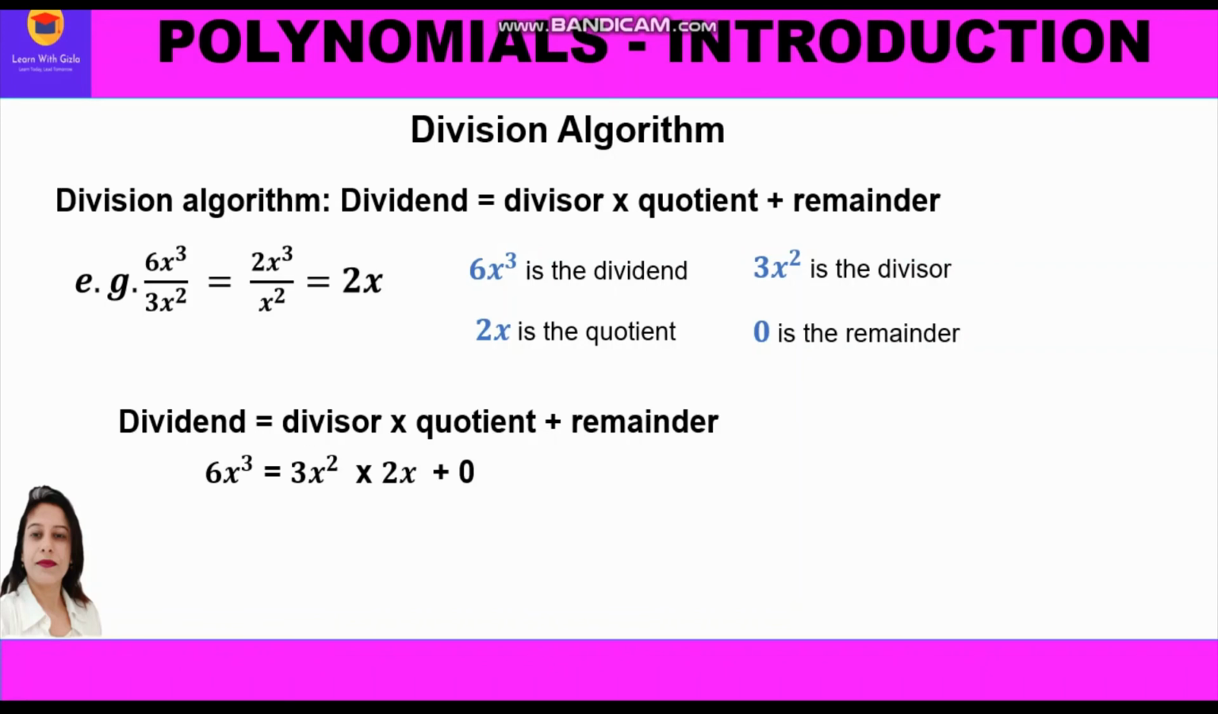Further, we can write 6x cube is equal to 6x cube, because 3 into 2 is 6 and x square into x is x cube. So this is how left hand side is equal to right hand side, and hence we have proved that dividend is equal to divisor into quotient plus remainder. So this is known as the division algorithm.